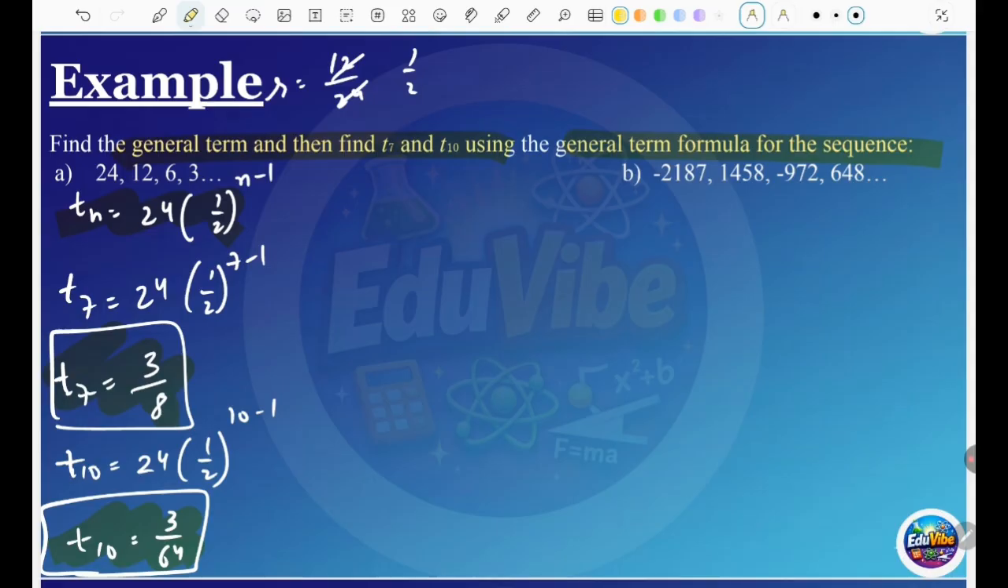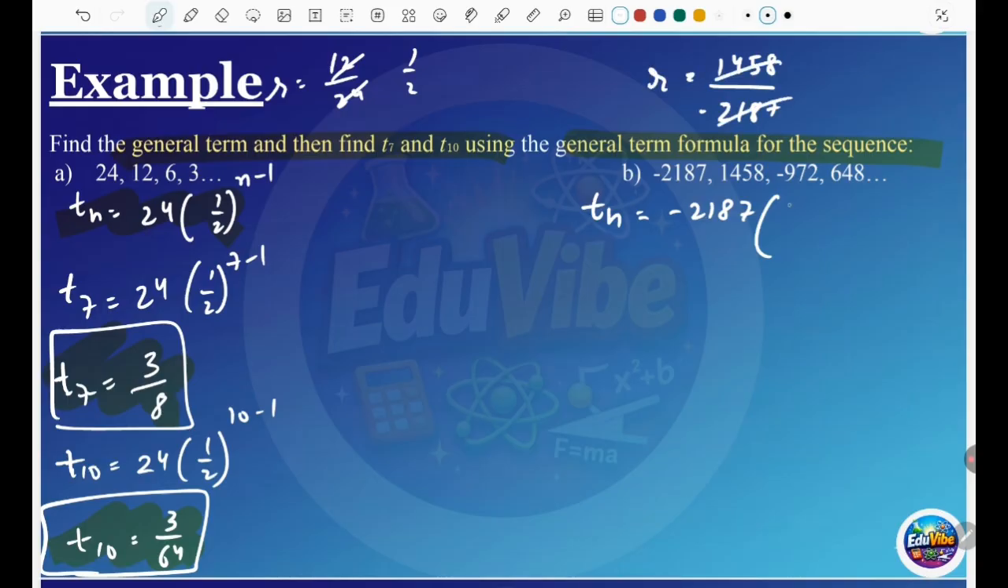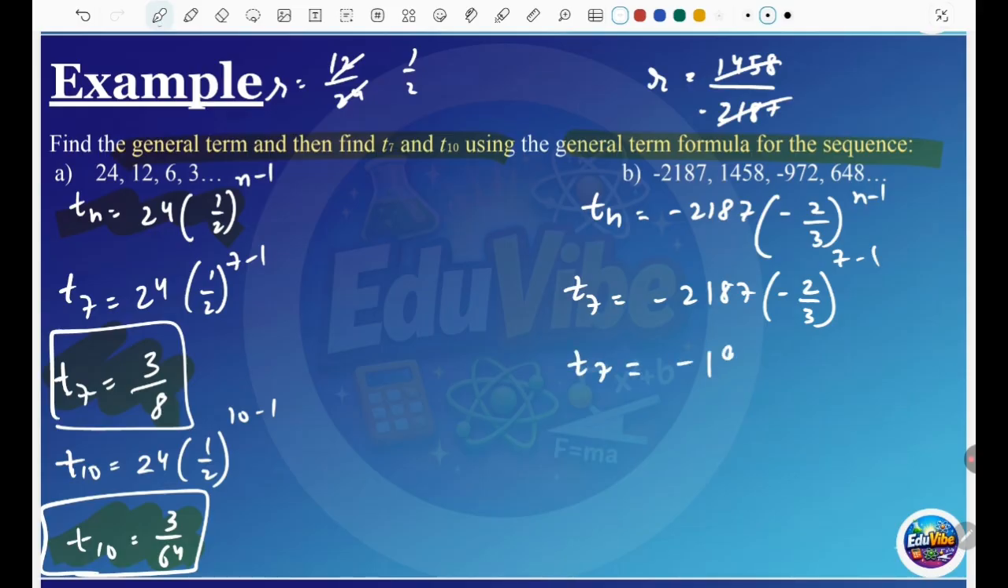So an easy thing. Again, find the general term and do the 7th and 10th term, which is written over there. We have t1 is equal to minus 2187. And now 1458 divided by minus 2187. This is the r. When you cancel this, this is the simplest form you want. So you get minus 2 by 3 raised to n minus 1. That's the general term. You have to find the t7. So minus 2187 multiplied by minus 2 by 3 raised to power 7 minus 1. When you solve this, you get minus 192.